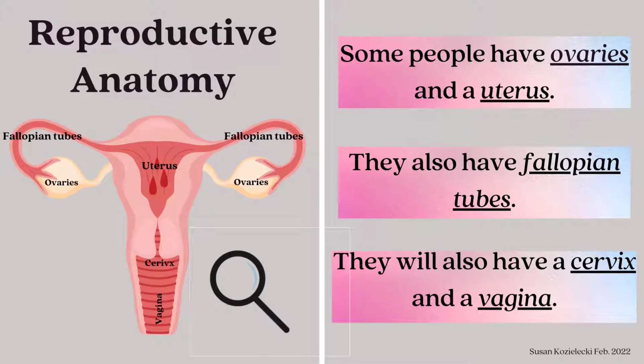So some people have ovaries and a uterus. They also have fallopian tubes. They will also have a cervix and a vagina.